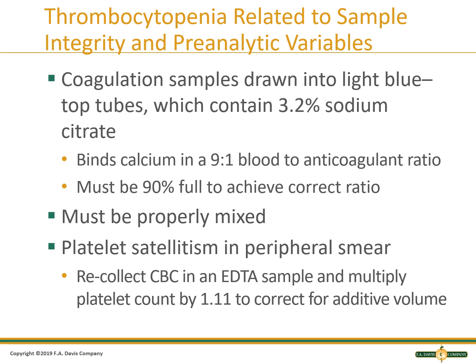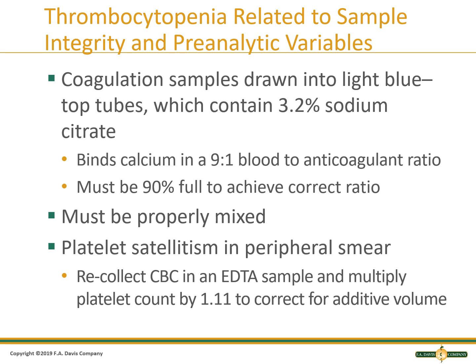Thrombocytopenia related to sample integrity and pre-analytical variables. So when a coagulation sample is drawn, it's drawn in a light blue or Carolina blue top tube, which I mentioned in the previous lecture, and the anticoagulant in that is 3.2% sodium citrate. And how that works is that it binds calcium in a 9-to-1 ratio of blood to anticoagulant.